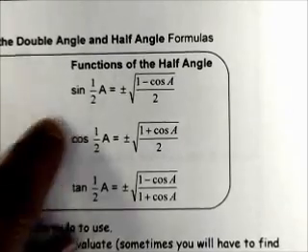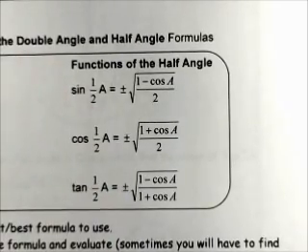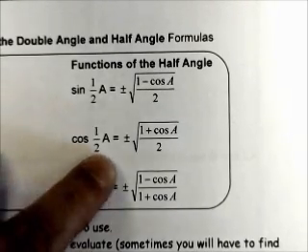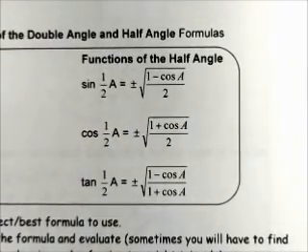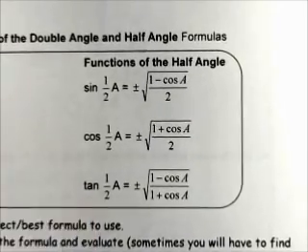The sine of half A is equal to plus or minus the square root of 1 minus cosine A divided by 2. The cosine of half of angle A is equal to this formula, plus or minus the square root of 1 plus cosine A divided by 2. And then also we have the tangent of half angle A.